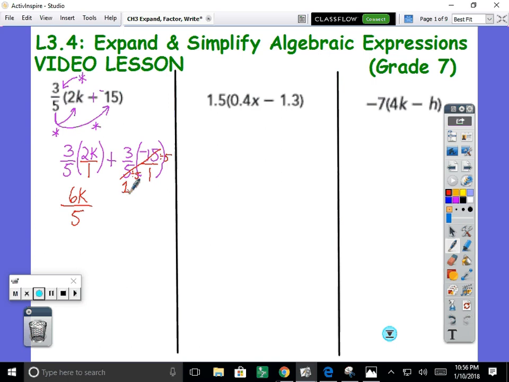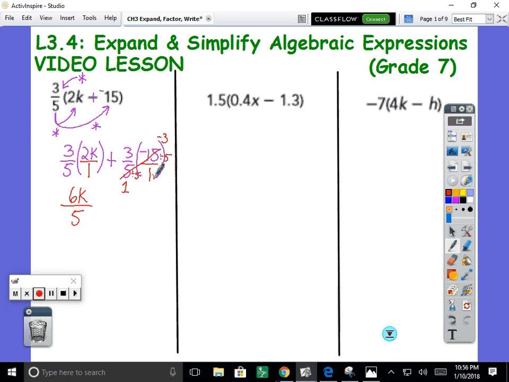I kind of emphasize that one. I keep it outside my cross simplification so I can see it's my new denominator. And 5 goes into negative 15, not just 3 times, but negative 3 times. Because remember, a positive times a negative will get me a negative. This works. All right, let's simplify this a little bit more.